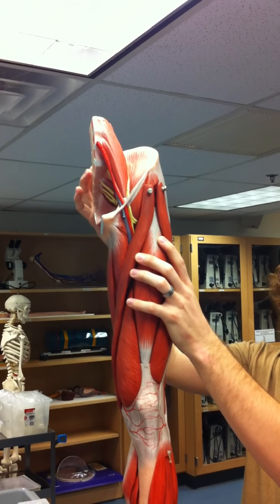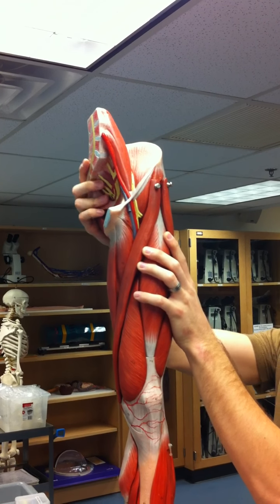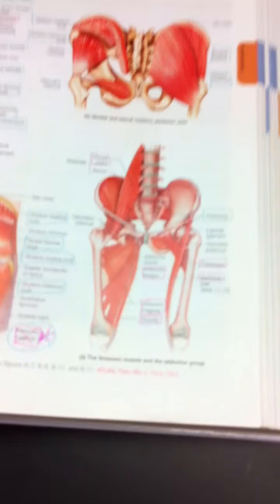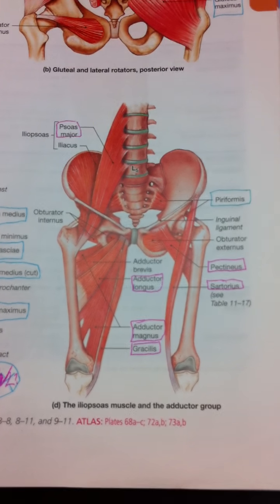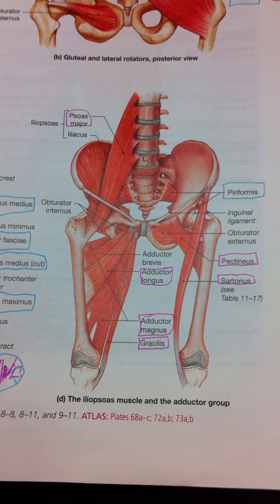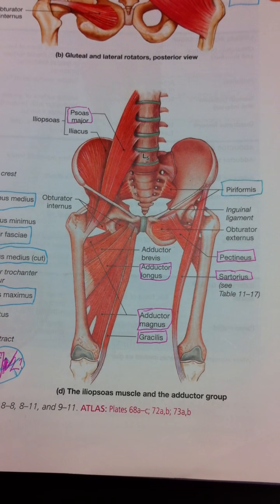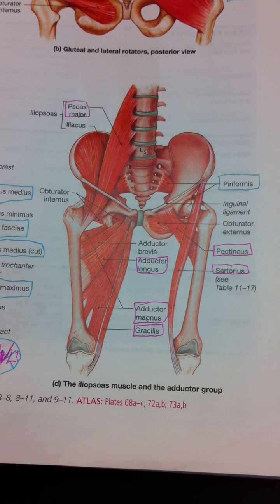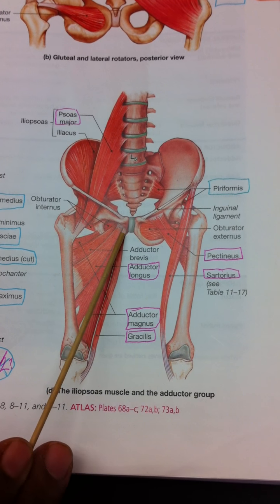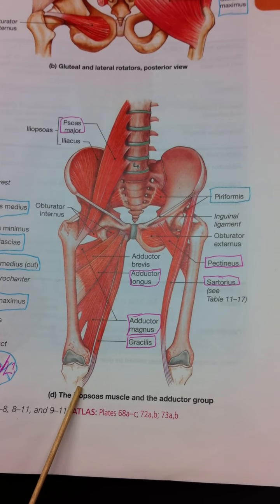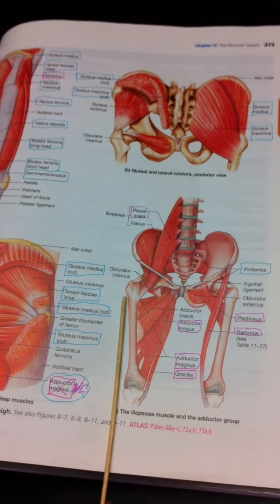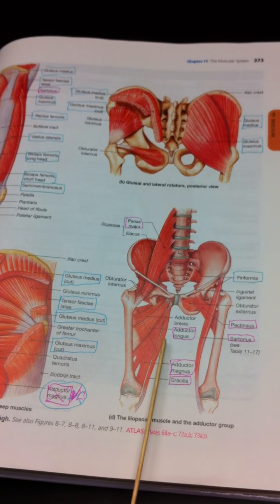And the last muscle that we have in our adductor group is the gracilis. So origin is the inferior ramus of the pubis, insertion medial surface of the tibia, inferior to the medial condyle. And we see it here. So here's our origin, here's our insertion. Okay. So tightening this muscle will adduct the hip.